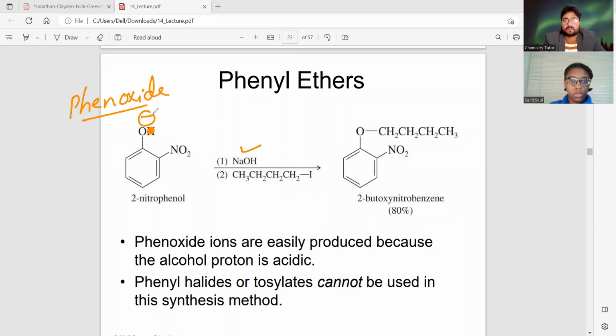And in the second step, this phenoxide will attack this primary alkyl halide. This is an unhindered primary alkyl halide. This group will leave and you will get this compound.